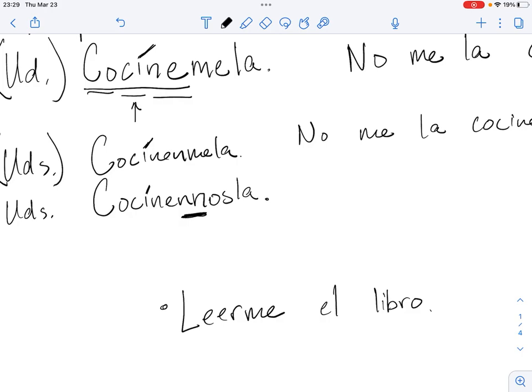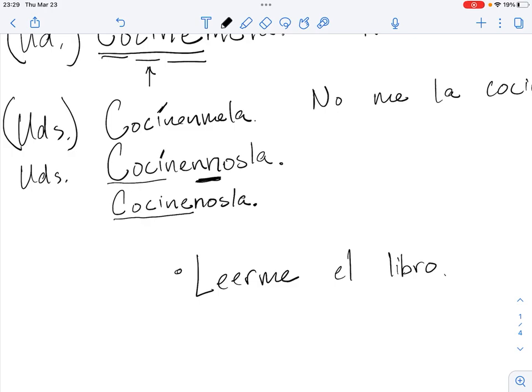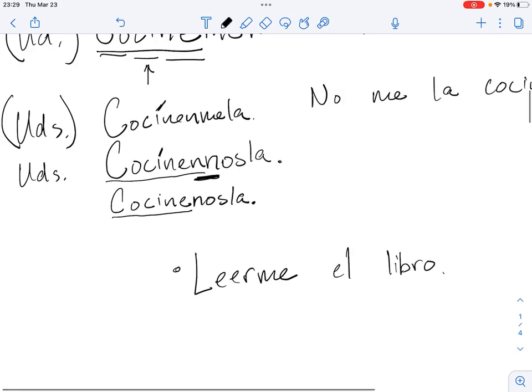As we see, this is actually correct. Because let's take a look. What would it be if we only had one N? Cocínelos, la. Well, then it looks like the command is cocine versus cocinen. So that would make it an usted command.